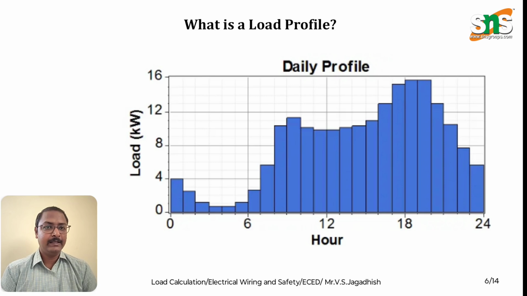Starting from 0 to 1, in the first hour of the day we have consumed 4 kilowatt. In the second hour it has been reduced to 2.5. In the third hour it has been reduced to 1, followed by 0.5, then it is gradually increasing. In the sixth hour it has increased to 1, then it reaches the maximum consumption at the hour of 18, around 15 kilowatt. This is the peak demand or the peak load.